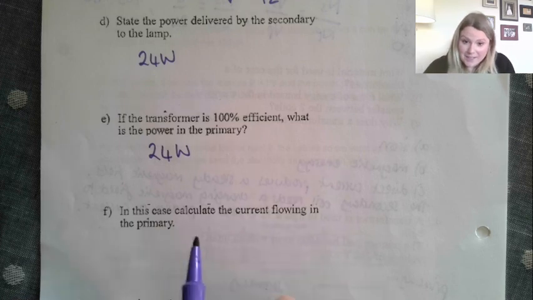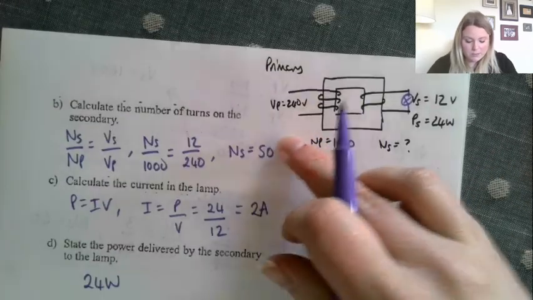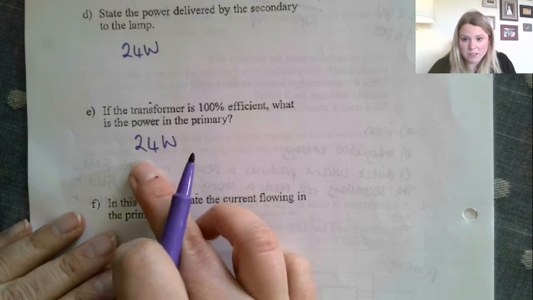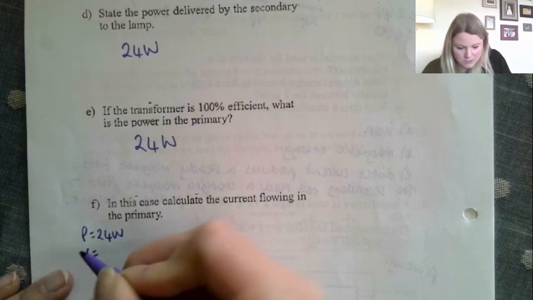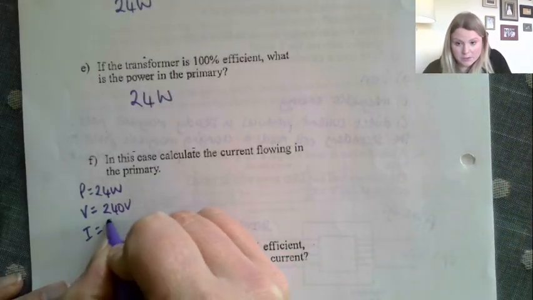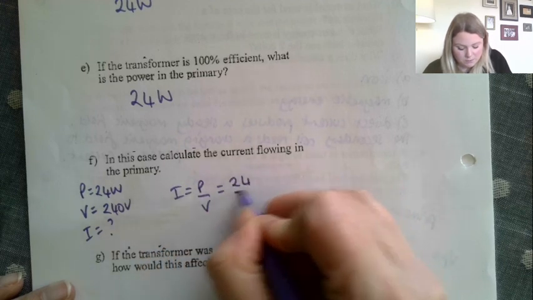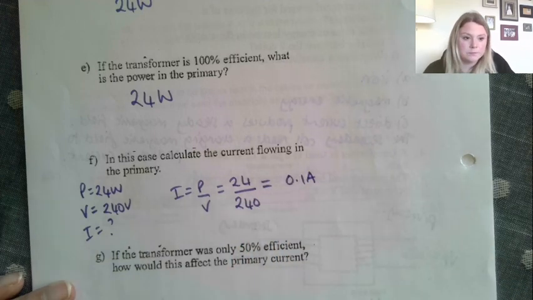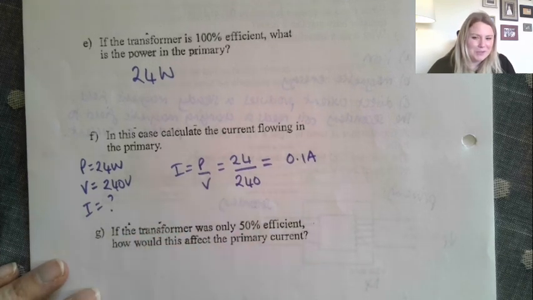In this case, calculate the current flowing in the primary. So if I look back up here, I have the voltage for the primary. I've just said if it's 100% efficient, the power is 24 watts. My voltage from up here is 240. And I have to calculate the current. So I'm going to use again I equals P over V. Power is 24 and voltage 240. So it's going to be 0.1, isn't it? Yeah. Now, part G. People always do this one the wrong way around.